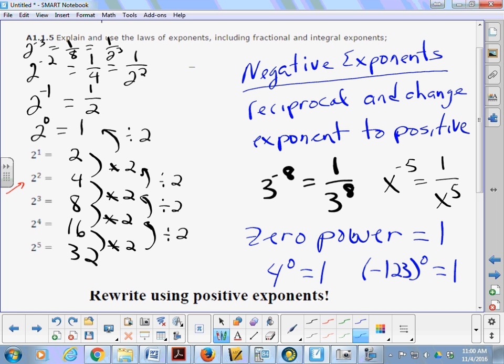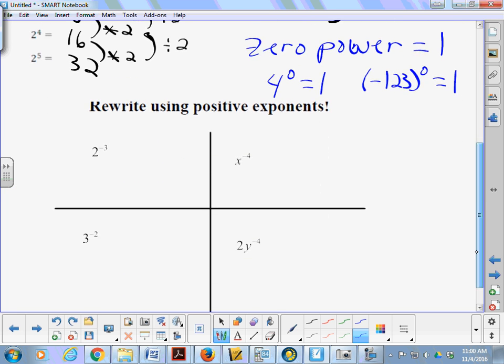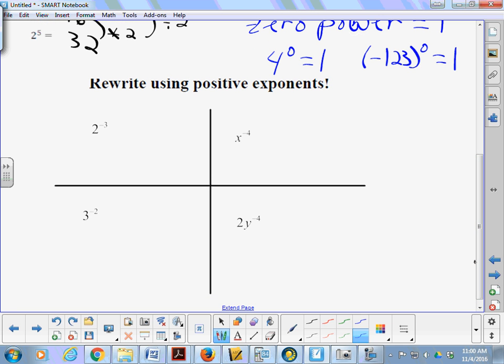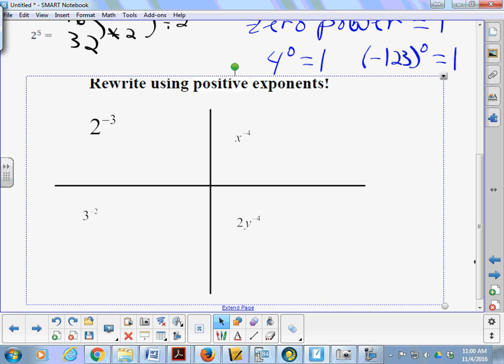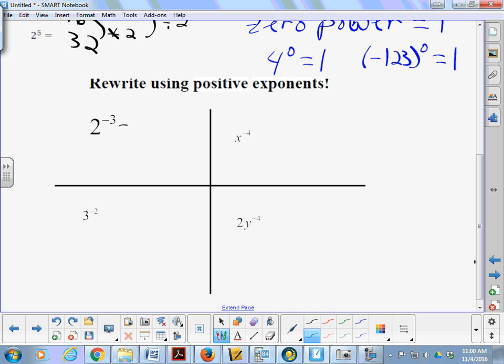And as we look at this more, then it'll make more sense. All right, so here's a couple of examples here. So 2 to the negative third, all right, well, we looked at that. That is equal to 1 over 2 to the third power. So we change it to 1 over that because it was 2 over 1. So now we make it 1 over 2 to the third power, which is 1 over 8.